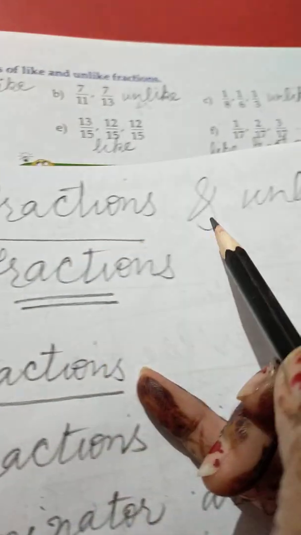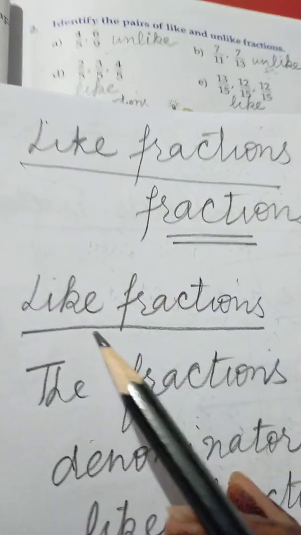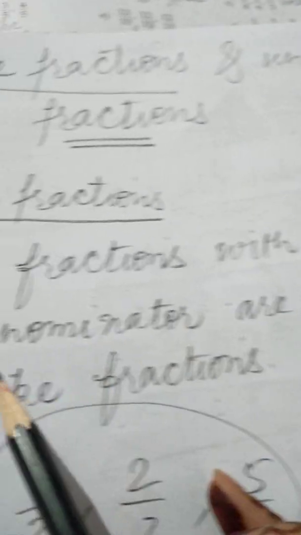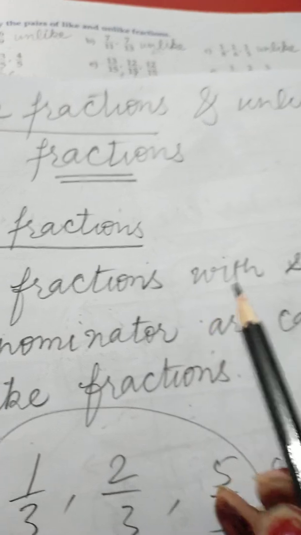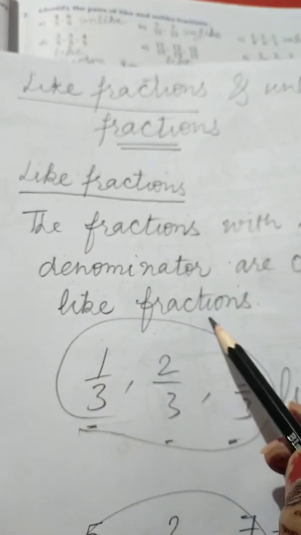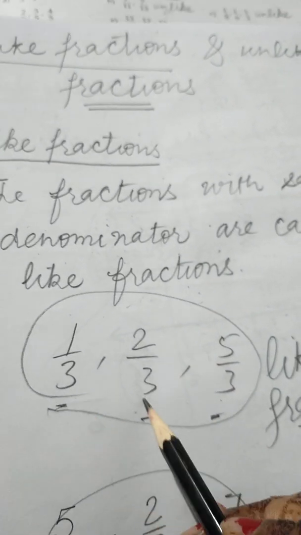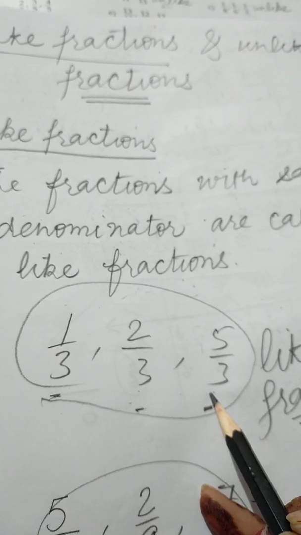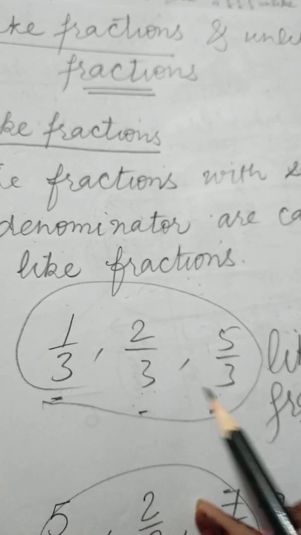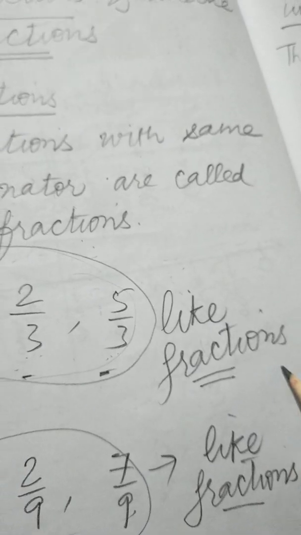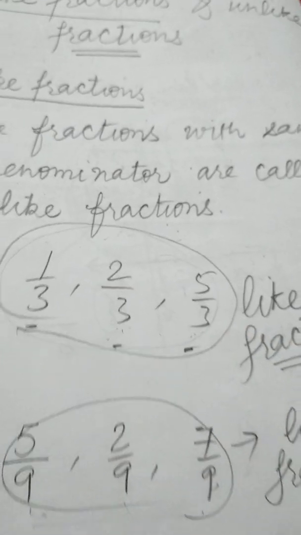Here, students, like fractions and unlike fractions. What are the like fractions? Like fractions are fractions with the same denominator. The fractions with the same denominators are called like fractions. Here you can see I have written 3 fractions, and the denominators are the same. 3 is there in every fraction's denominator. So these 3 fractions are called like fractions.